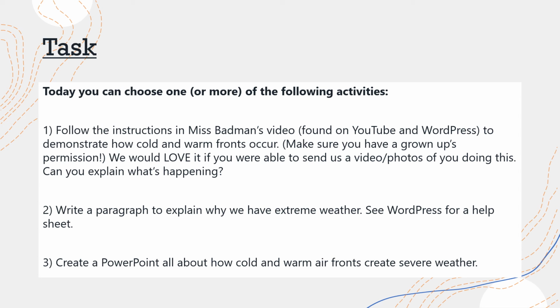Today, you can choose one or more of the following activities to complete. Choice 1 is an experiment with Miss Badman to demonstrate how cold and warm fronts occur. Make sure you have a grown-up's permission. We'd love if you were able to send us a video or photo of you doing this and explaining what's happening. Choice 2 is to write a paragraph to explain why we have extreme weather. See WordPress for a help sheet with this task.